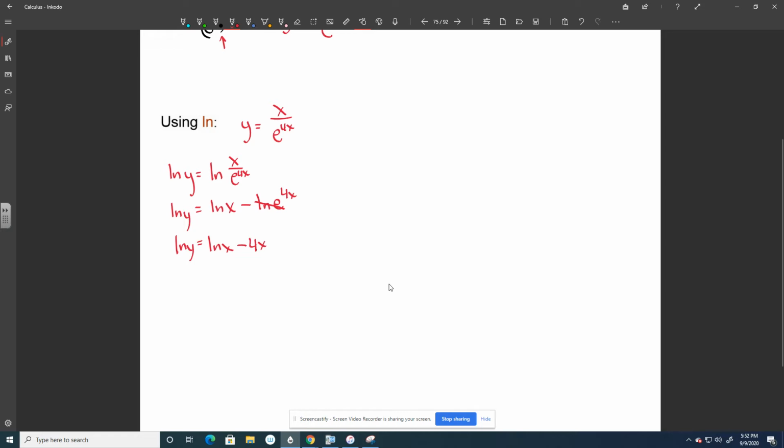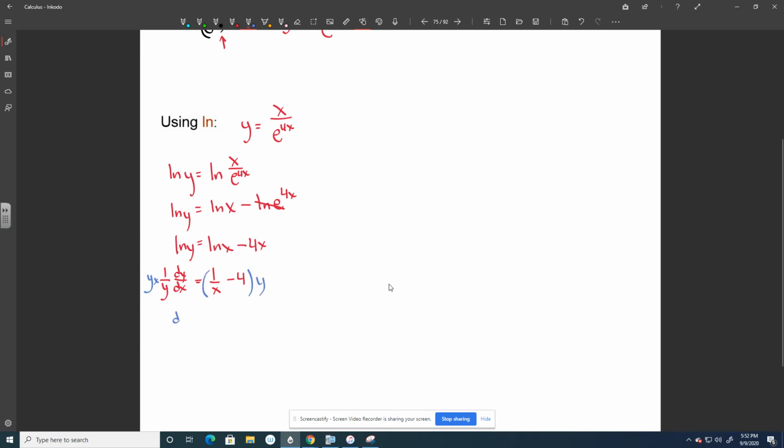Now I'll do the derivative. So if I take the derivative of the left-hand side, the derivative of natural log of y is just 1 over y multiplied by the dy dx. And that's equal to the derivative of the natural log of x, which is just 1 over x. And the derivative of negative 4x is just minus 4. So now to get the dy dx by itself, I'm going to times both sides by y.